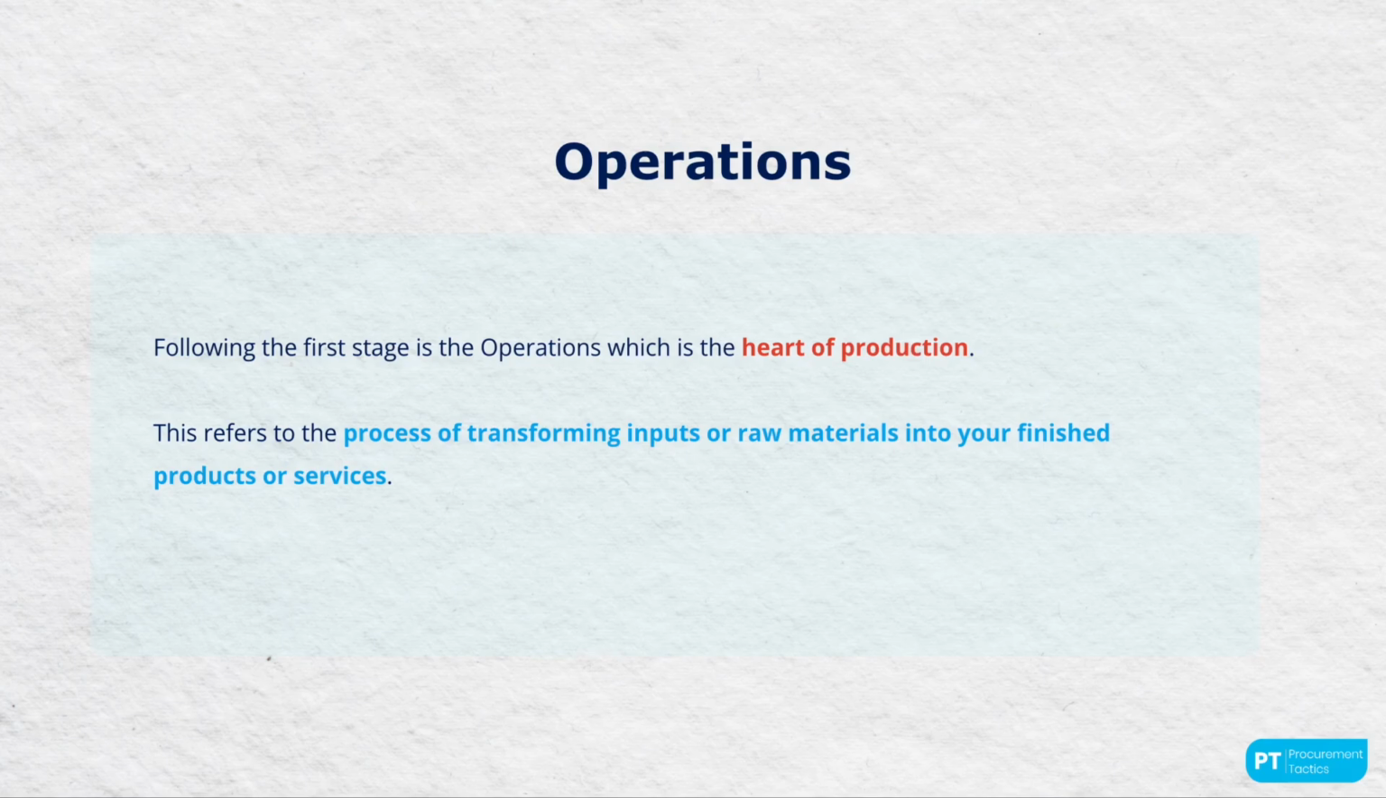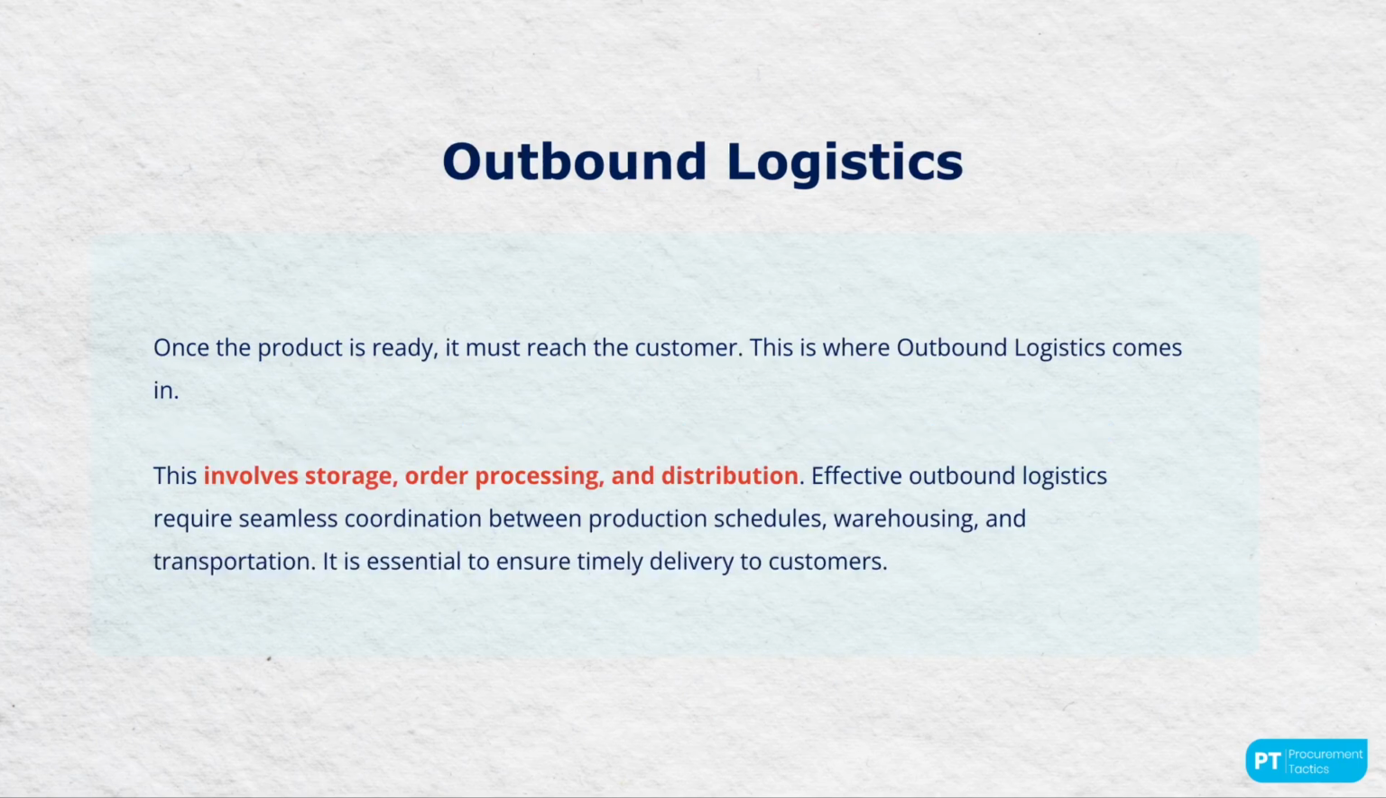Following up, the second stage is the operations, which is the heart of production. This is where the magic happens. This refers to the process of transforming inputs or raw materials into your finished products or services. This stage demands efficiency and innovation in manufacturing processes. It's here that procurement companies seek to streamline operations, reduce waste, and maintain quality. The goal, of course, is aligned with procurement's role in sourcing the best materials and technologies.